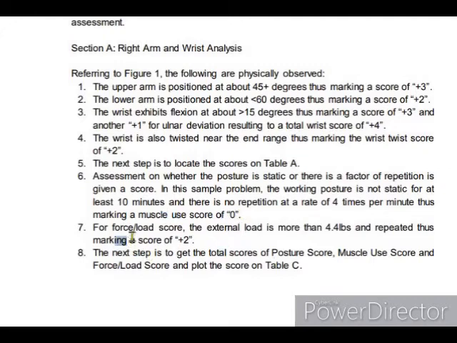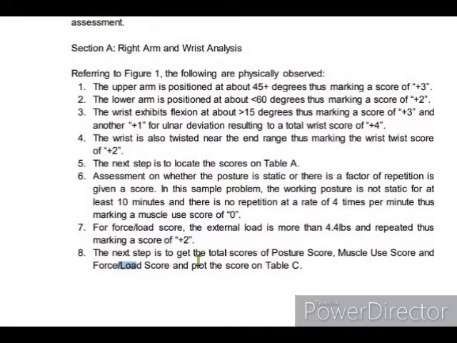So, for force or load score, the external load is more than 4.4 pounds. So, kuha niya yung bigat. Okay? External load. So, ibig sabihin, ito yung paghahawak niya dun sa tools or dun sa workpiece and repeated, thus marking the score of +2. So, mababa lang naman yung 4.4 pounds, guys, kung kukonvert mo sa kilogram. Okay? So, 2 lang yan kahit ma-repeat.